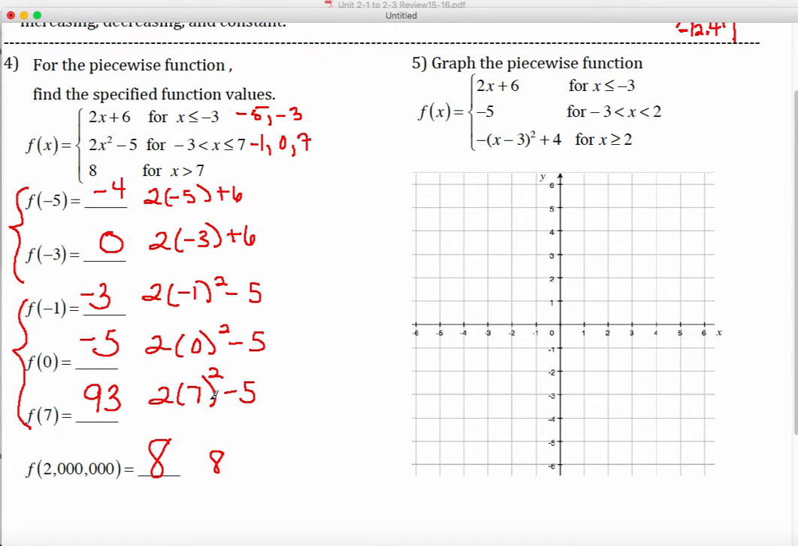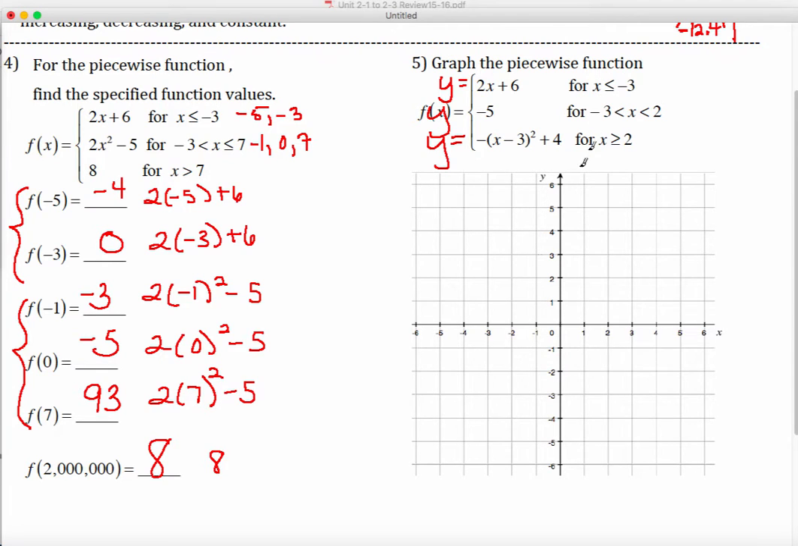All right, number 5. We're not evaluating a piecewise function given some inputs. We are going to be graphing. So I have to graph the equation of this line, 2x plus 6. I have to graph the equation of the line, y equals negative 5, and I have to graph the equation of this upside down parabola, negative (x minus 3) squared plus 4. So I have a line with a slope, a horizontal line, and then an upside down parabola.